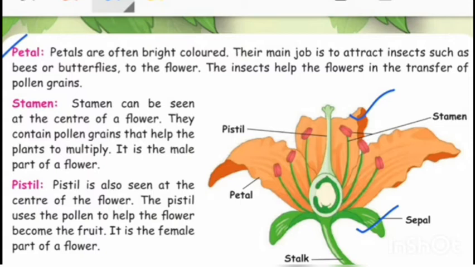Pistil. Pistil is also seen at the center of the flower. The pistil uses pollen to help the flower become the fruit. It is a female part of a flower. Stamen is the male part of a flower. Pistil is the female part of the flower.